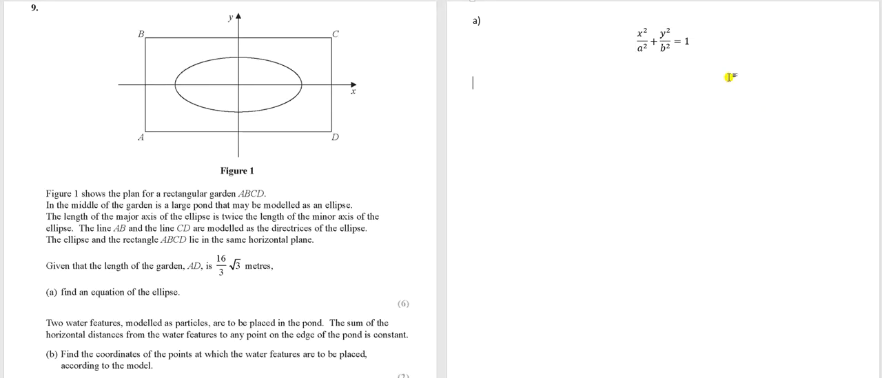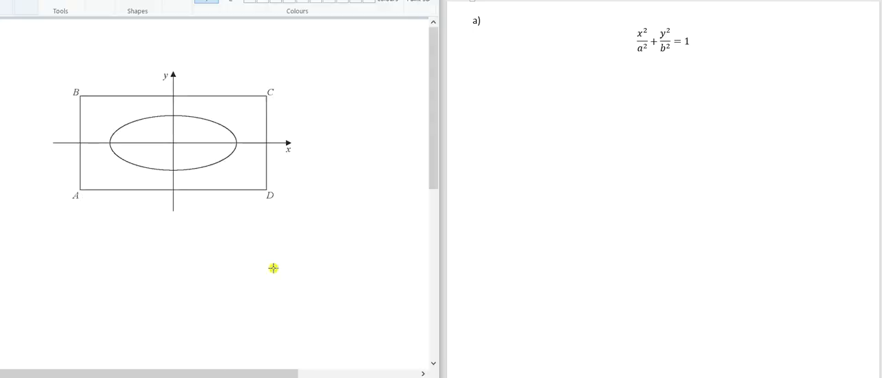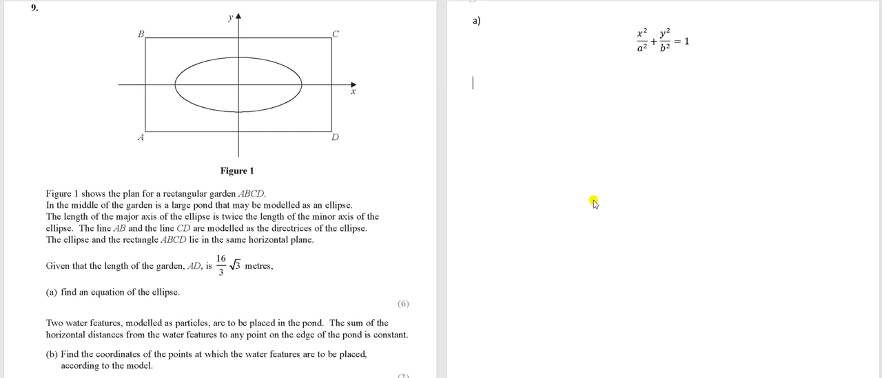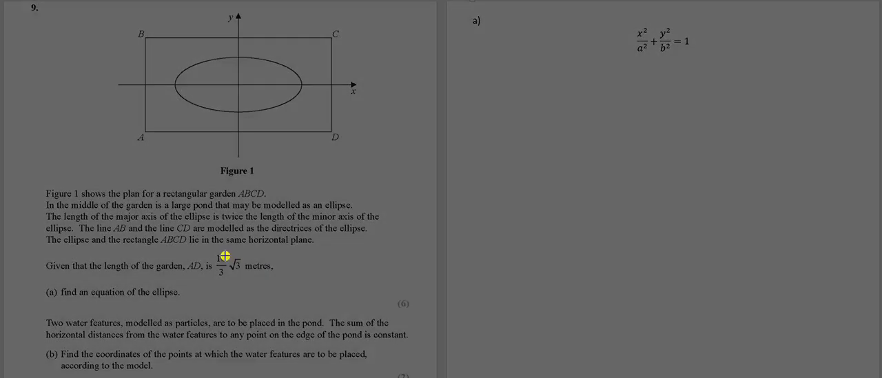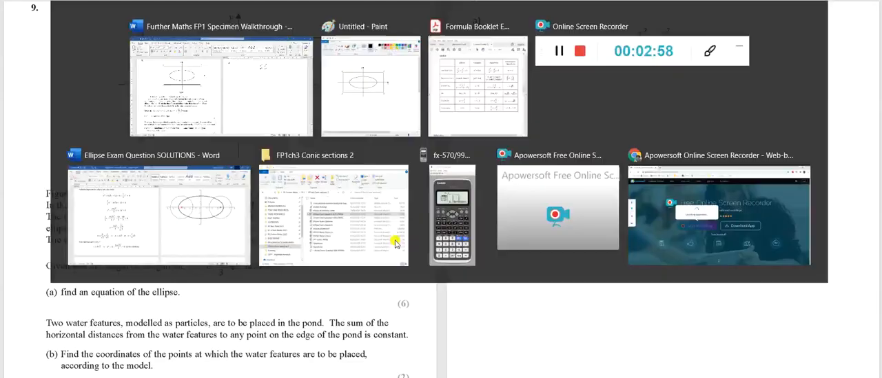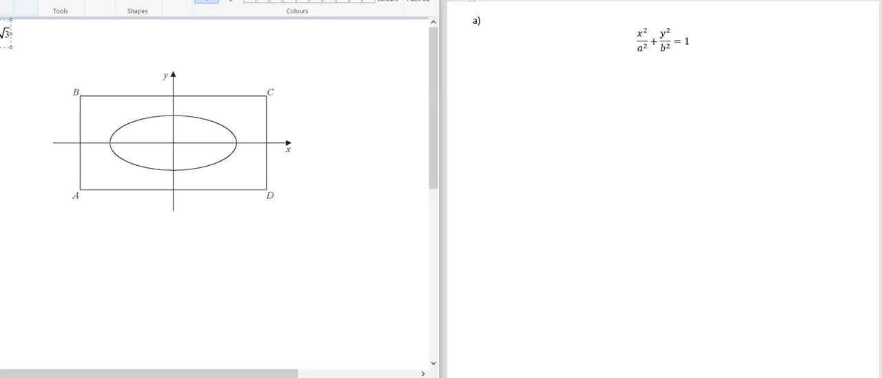But the a and the b on their own are not enough. We also have additional information. In fact, the most useful thing here is what they've told us about the length of the garden. And at this point, it will be a good idea to start adding information to a diagram. So if we use this 16 over 3 root 3 meters for the total length, that's going to be a helpful thing to incorporate in my diagram. That gives me the distance, for instance, from A to D.